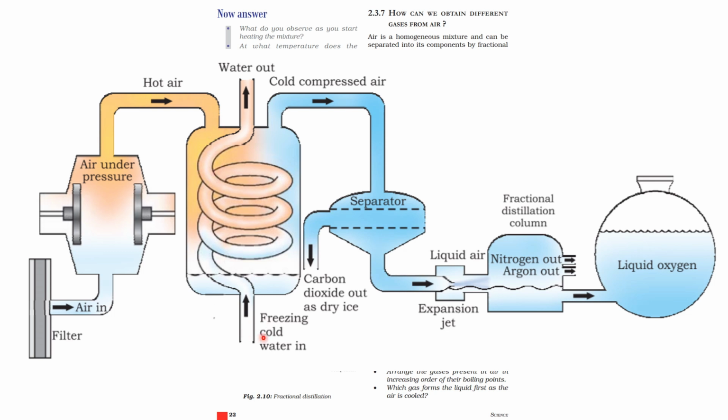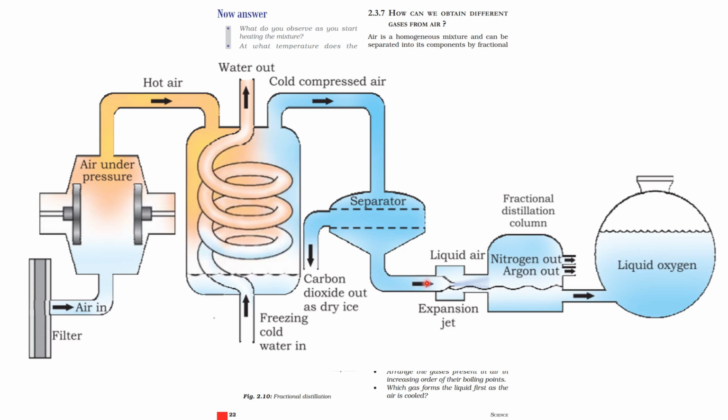The compressed air, that means the hot air, is passed through a freezing unit, where freezing cold water flows in. So it is passed through these pipes through the freezing unit where it is cooled to about minus 200 degrees Celsius. Then the cold compressed air is passed through a separator, where the carbon dioxide gas solidifies and is separated as dry ice. The air which is now free from carbon dioxide is forced through an expansion jet. Here there is a nozzle, and it liquefies.